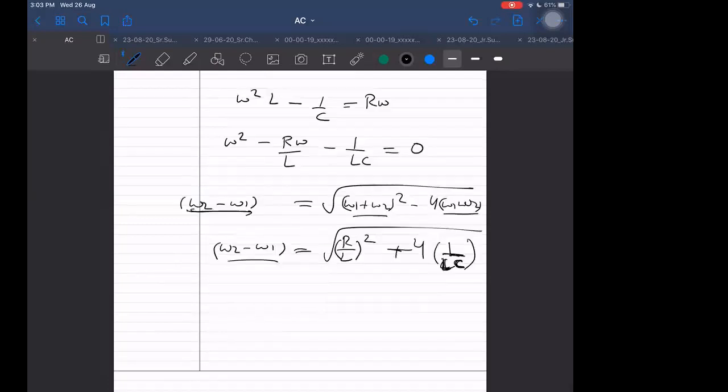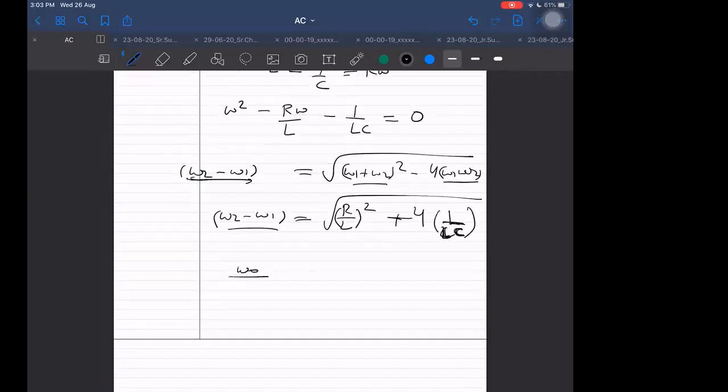After getting this, what is our formula? The formula was omega naught by omega 2 minus omega 1. That was the quality factor. I think we can get the quality factor now, because omega naught we know is just 1 by root of LC, divided by omega 2 minus omega 1. We know that is equal to this thing, which is the root of R square by L square plus 4 by LC.